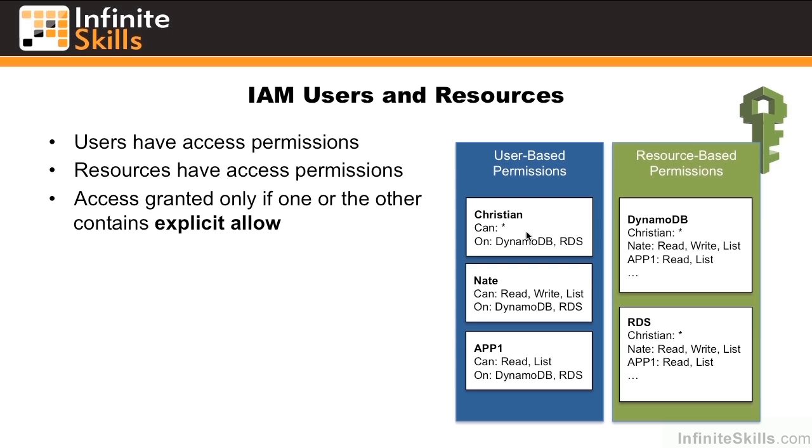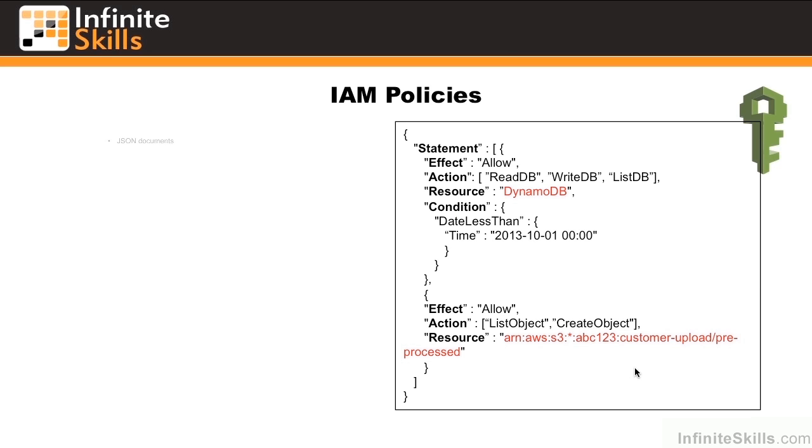If we look here at Christian only, we've given him the ability to do anything in DynamoDB and RDS. This is a bit duplicated, but we've also done that on the resource side. We've said in DynamoDB, Christian can do anything, and in RDS, Christian can do anything. This is a bit redundant putting it in both places, because really the only important thing is that one contains an allow, and neither contains an explicit deny.